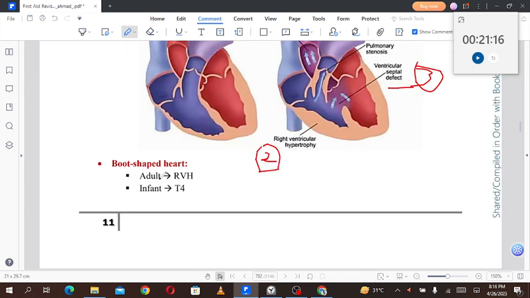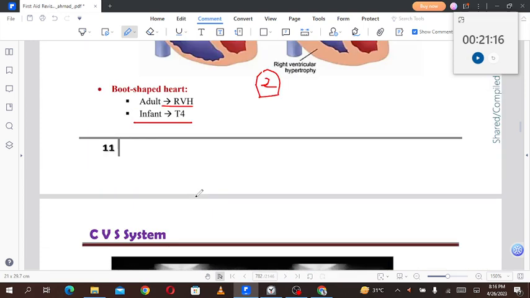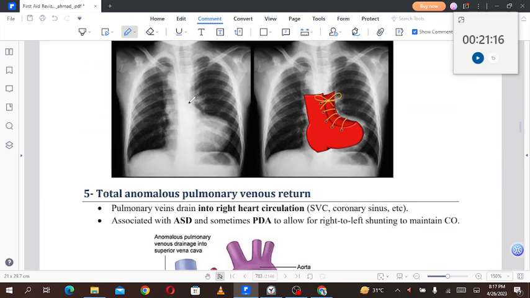Boot shaped heart, adults with right ventricular hypertrophy and infants with T4. What's T4? T4, tetralogy of Fallot. Okay, so adults who have right ventricular hypertrophy, for example, the person who has developed pulmonary stenosis or pulmonary hypertension, and due to any reason, because maybe there is that disease that is called restrictive lung disease of any sort, like IPF, interstitial idiopathic pulmonary fibrosis. Okay, for example, the person has developed idiopathic pulmonary fibrosis, he may develop right ventricular hypertrophy, and that will look like a boot shaped heart in an adult, and in the children it is because of tetralogy of Fallot. Here you can see a boot shaped heart like this, and this is a boot. So here you can see it.